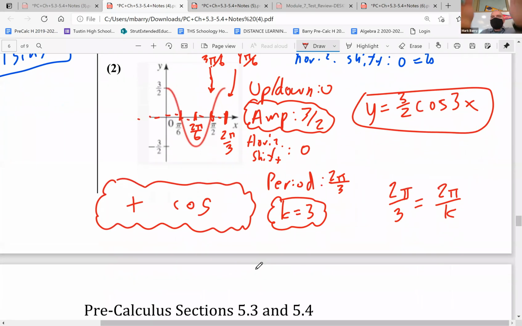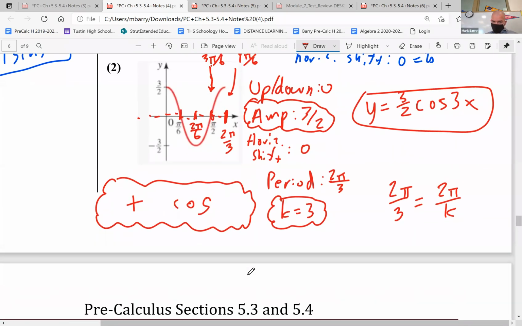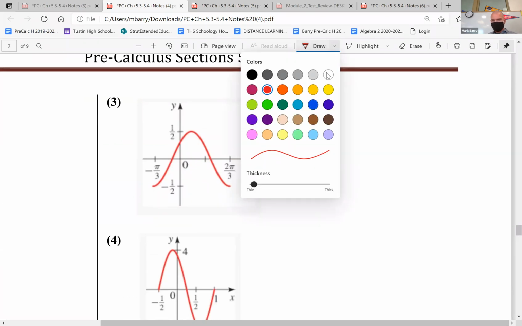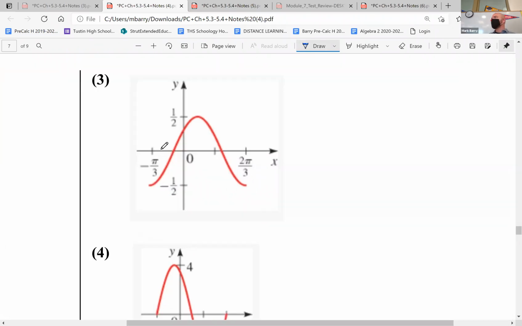All right, so let's try it again. Let's do number 3. So already what's jumping out at me is the left-right shift. You guys, I think you can see here that this one is starting at negative pi over 3. It's starting back there. All right, so I'm going to incorporate that.